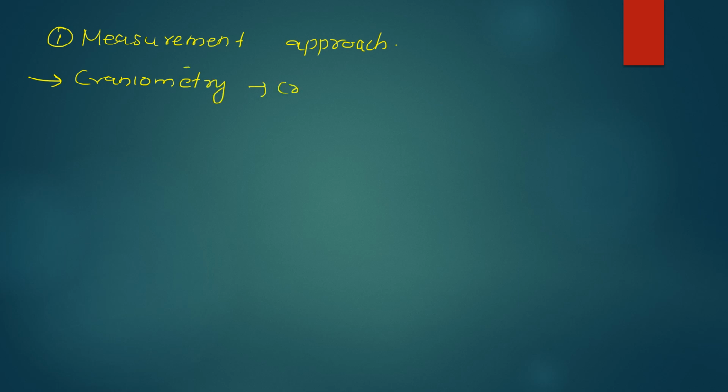The first method of studying growth is the measurement approach. In the measurement approach, there are mainly three methods. First one is craniometry. Craniometry means the measurement of the cranium. To measure the cranium directly, the individual must be a cadaver, or a fossil, or a non-living individual.